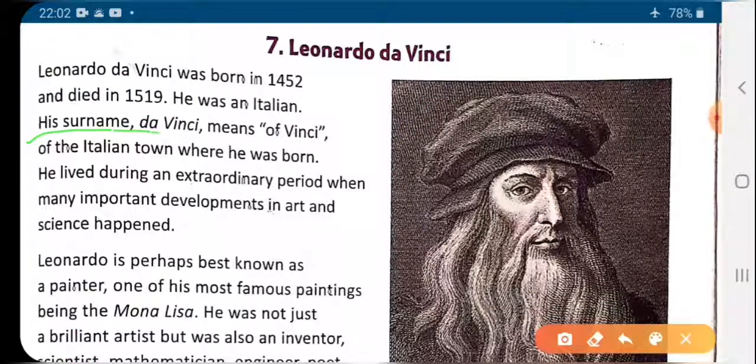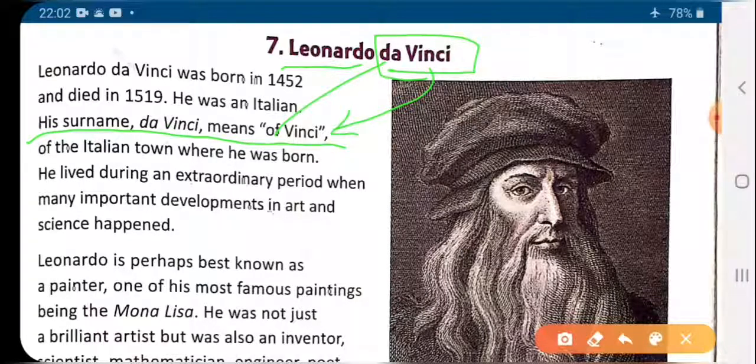His surname, Da Vinci, means of Vinci. We just read the name Leonardo da Vinci. What's the meaning of Da Vinci here? Da means of, Vinci means the name of the place from where he belongs, or the place where he was born. His surname Da Vinci means of Vinci. That surname means Leonardo belongs to Vinci, the Italian town where he was born.